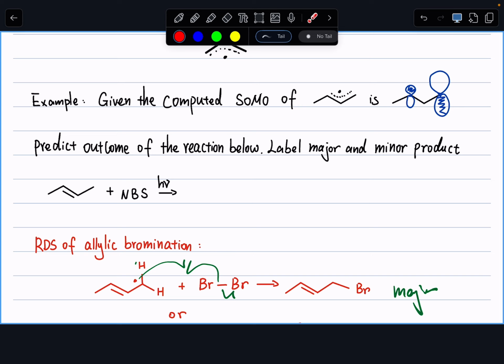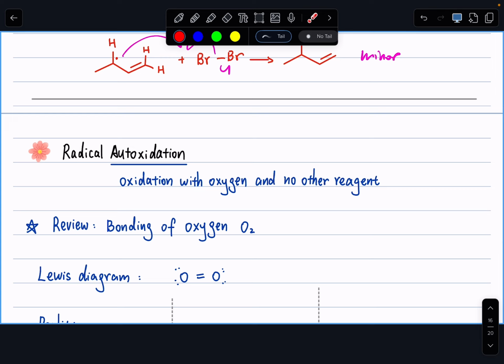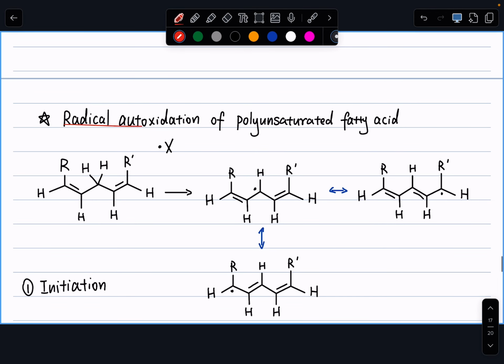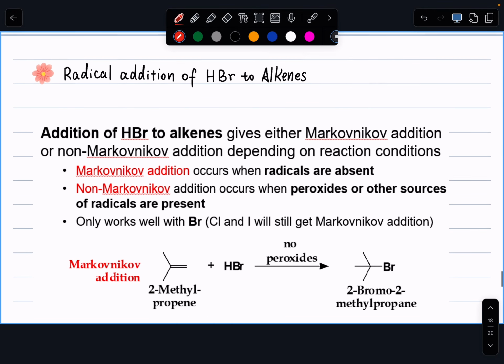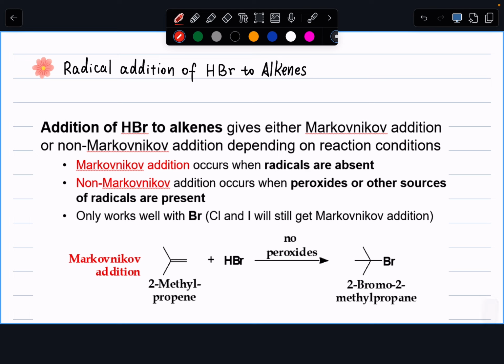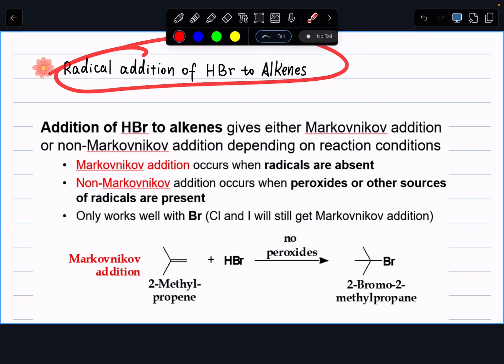And because I'm sort of running out of time, I'll skip the two slides below, which are radical autooxidation. So I'll skip this one, and also the mechanism of radical autooxidation of polyunsaturated fatty acid. I'm not going to test you on these, but if you're interested, feel free to read more about it. I have 5 more minutes left, but I do want to highlight this one, which is the radical addition of HBr to alkenes. So this is one of those examples.